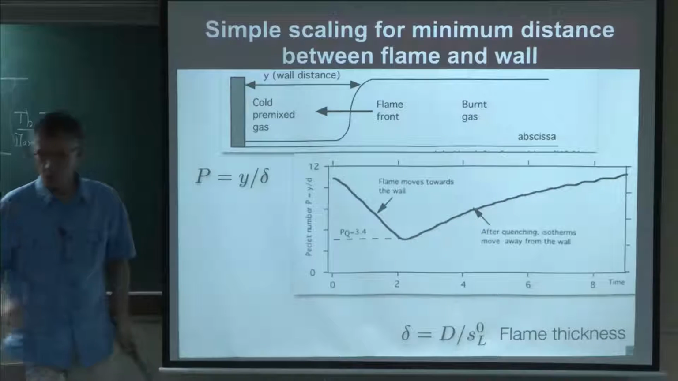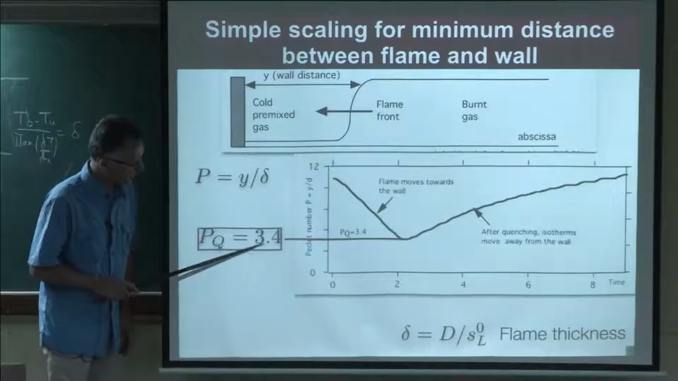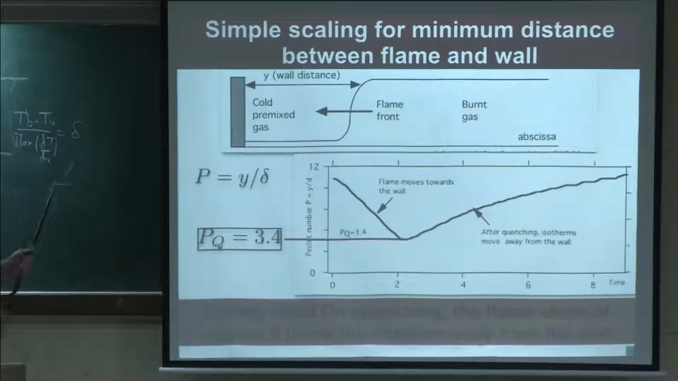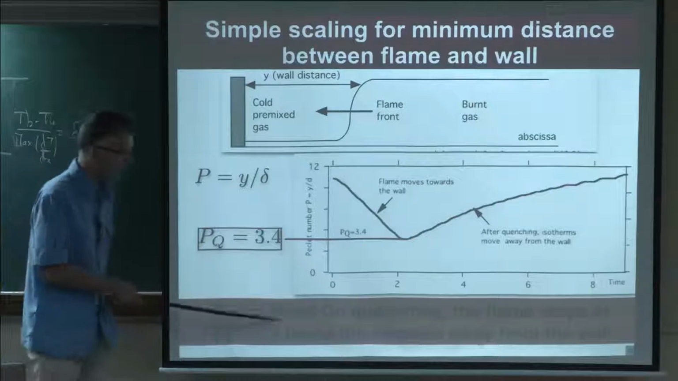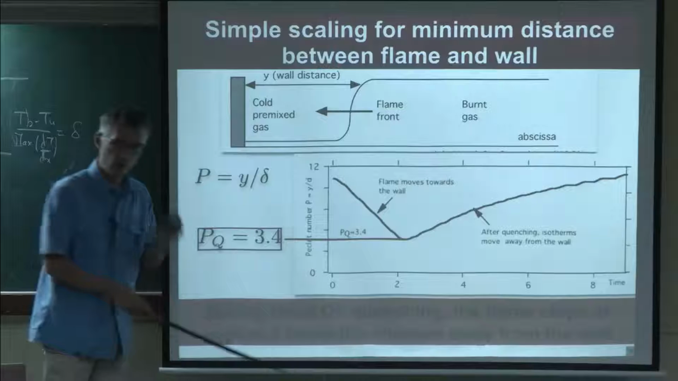So again, that's a useful scaling here. You can just remember that if you know the flame thickness, you can right away evaluate the quenching distance. And so during head-on quenching, the flame will stop approximately 3 flame thicknesses away from the wall, depending on how you define a thickness.